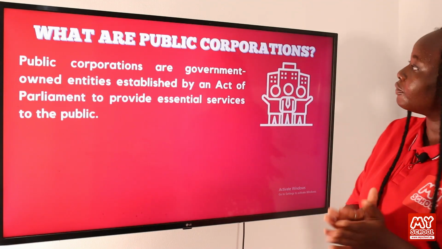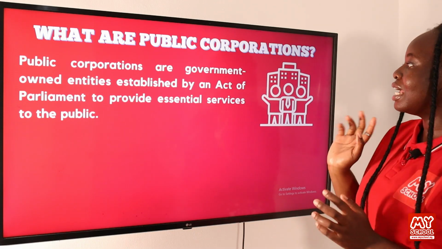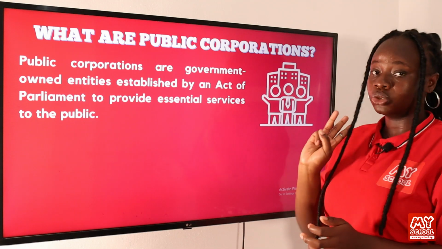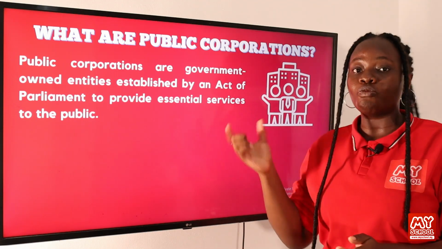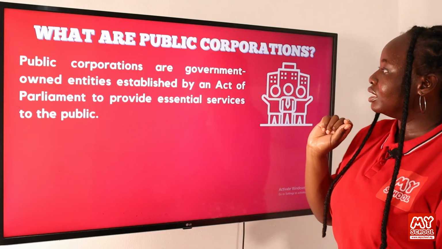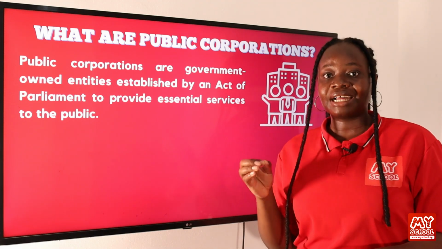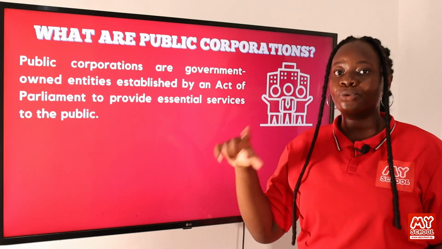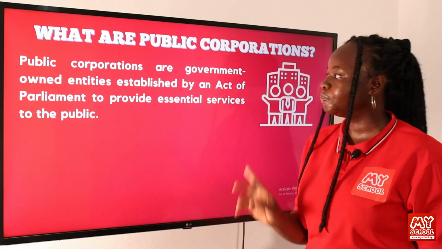Alright, we're going to begin with the definition of public corporations. Public corporations are government-owned entities established by an act of parliament to provide essential services to the public. So there are three important things in this definition. The first is that they are government-owned entities. That means that they are owned by the government. Then, it is established by an act of parliament. So we talked about how there are certain acts that help to bring certain organizations into being. So public corporations are brought into being by acts of parliament, a decision made by the legislature.